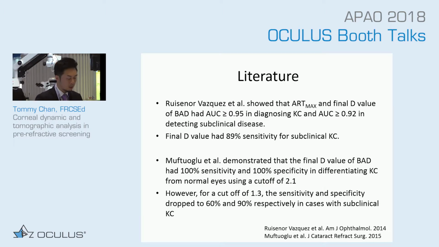In the literature, people have shown that ART max and the final D value of the BAD have an area under curve of more than 0.95 in diagnosing keratoconus, and an AUC of 0.92 in diagnosing subclinical cases. The final D value was found to have 89% sensitivity. Another group also showed that the final D value of BAD had 100% sensitivity and specificity in discriminating normal eyes from keratoconus.